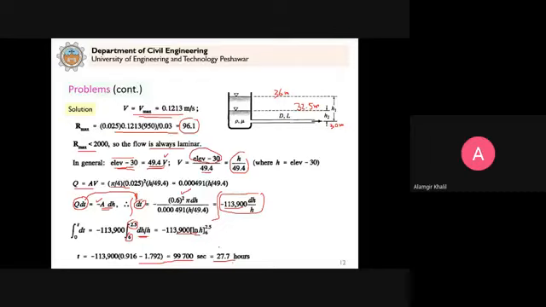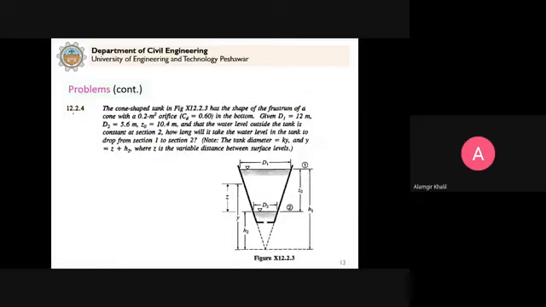So it means that it will take 27.7 hours for the water level, this oil level, to drop from 36 meter to 32.5 meter. Why does it take so much time? Because the flow is laminar, very, very small velocities. Clear? Next we take another problem.